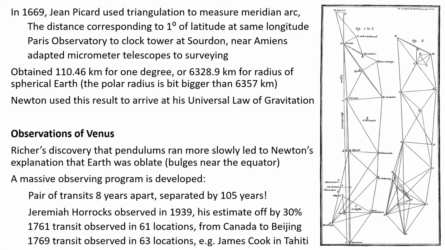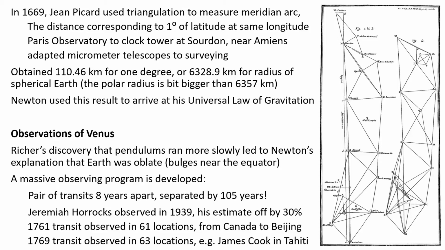In 1669, Jean Picard used triangulation to measure a meridian arc. This is a distance corresponding to 1 degree of latitude at the same longitude. He obtained 110 and a little bit kilometers for 1 degree, or 6,300 kilometers for the radius of the spherical Earth.